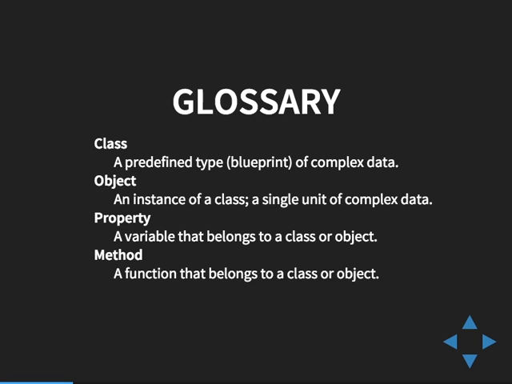So before we continue, we already discussed a few of these terms. A class is really just a blueprint. A class doesn't do anything. It's defined in code, but it doesn't do anything until you create an object out of it. And you can create multiple objects out of one class, just like you can build multiple houses based on the same blueprint. A property, like I said, is nothing more than a variable on an object.